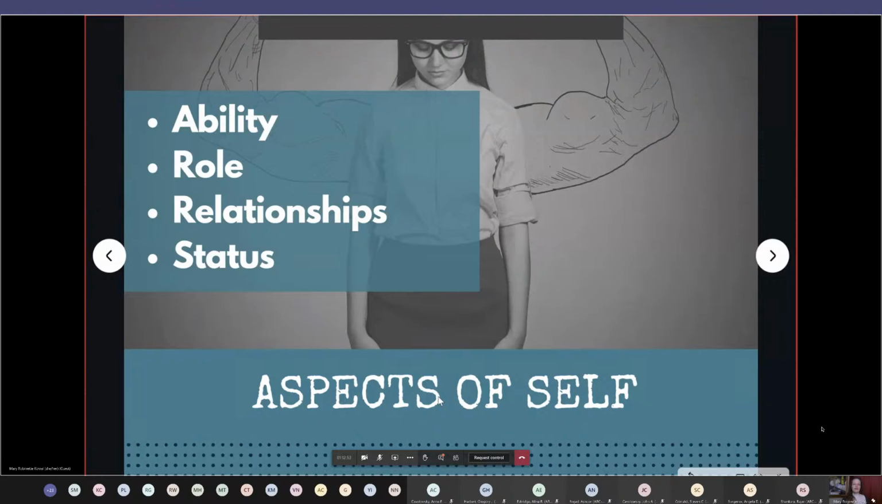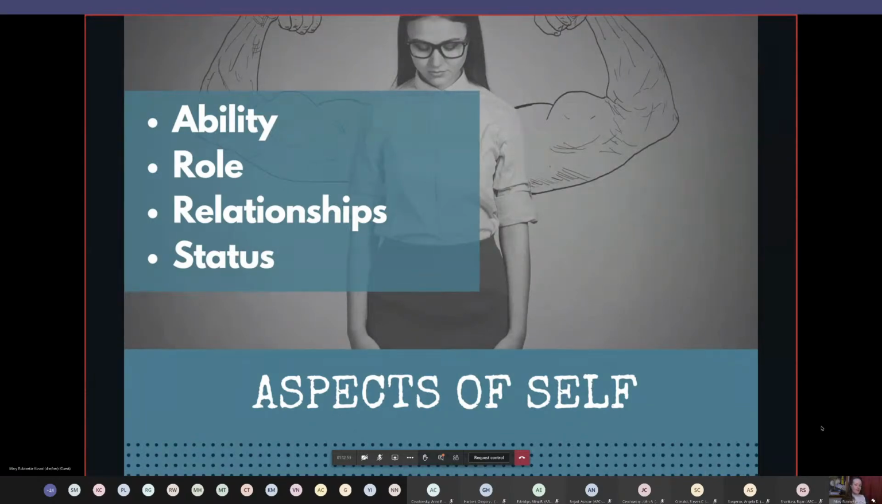Character story. So we identify along several different axes. We identify ourselves by our abilities, our roles, our relationships, and our status. Ability is basically the skills that you have, the things that you can and cannot do. It's also the things that you are physically capable and not capable of, the things that you think you can understand versus the things you can't.